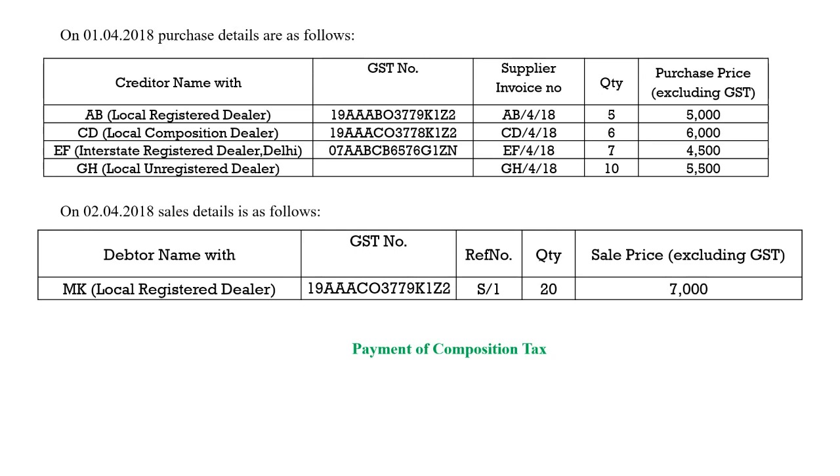Next, on 2nd April, one debtor is there, MK, local registered dealer. His details have been provided and we sold 20 units. Selling price has been provided excluding GST. So after all these two transactions, we have to make payment of composition tax. That's the new thing. We will learn how to make payment of composition tax.